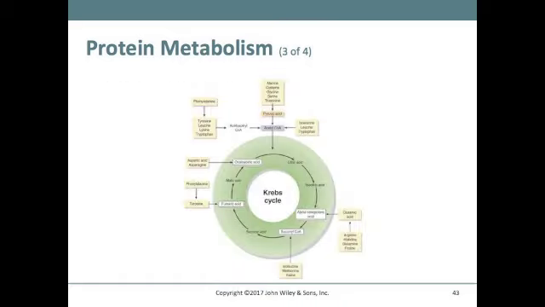So here we see figure 25.15 on page 1018. And in the yellow boxes, we can see the points at which amino acids enter the Krebs cycle for oxidation. Before amino acids can be catabolized, they must first be converted into various substances that can enter the Krebs cycle.